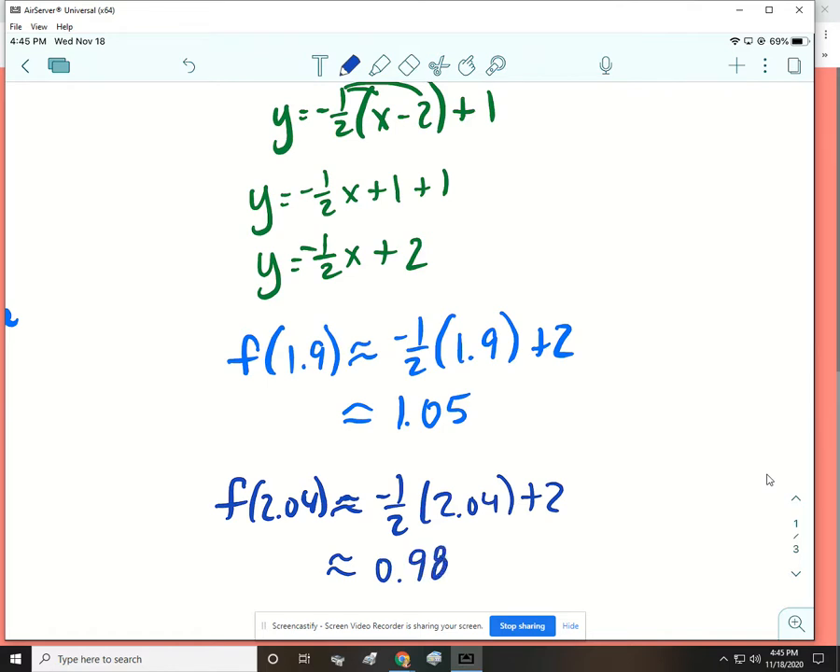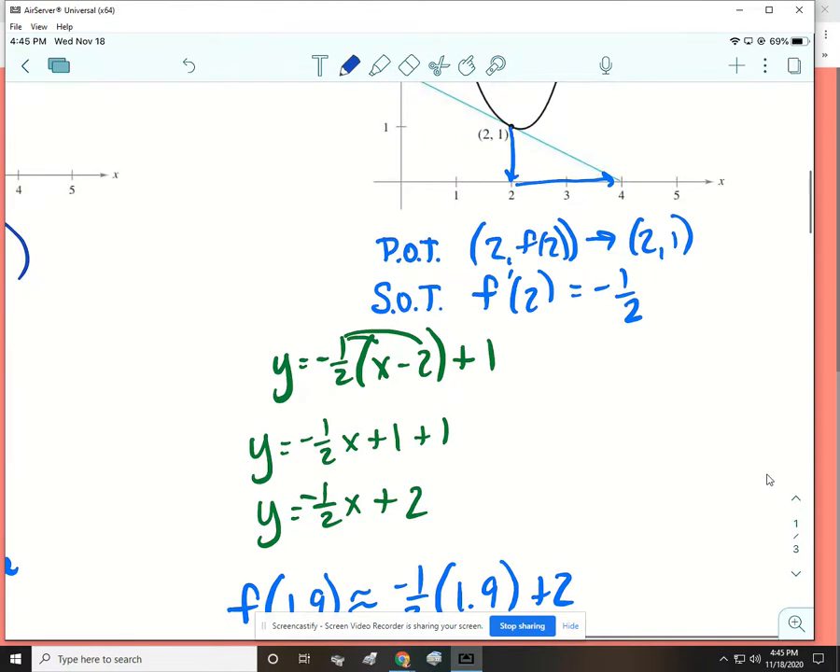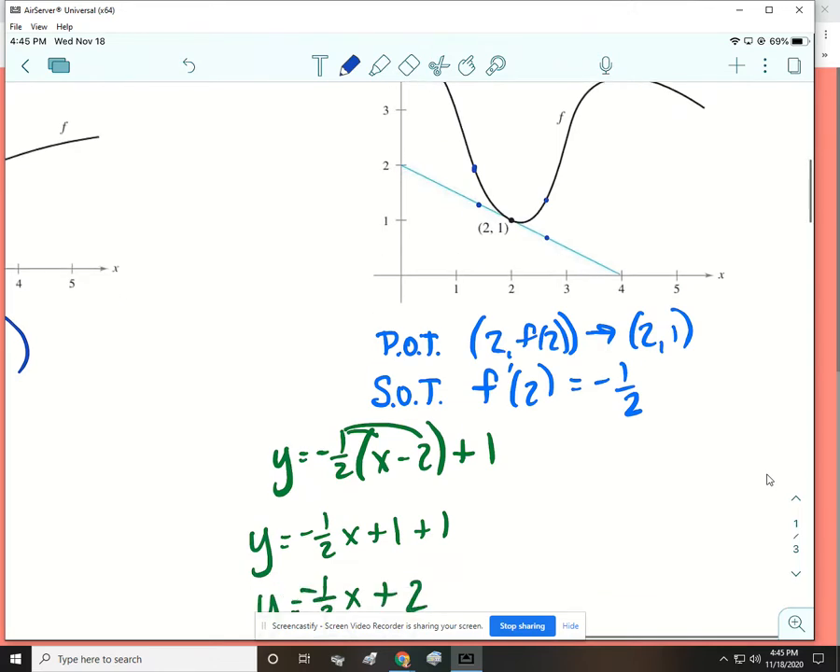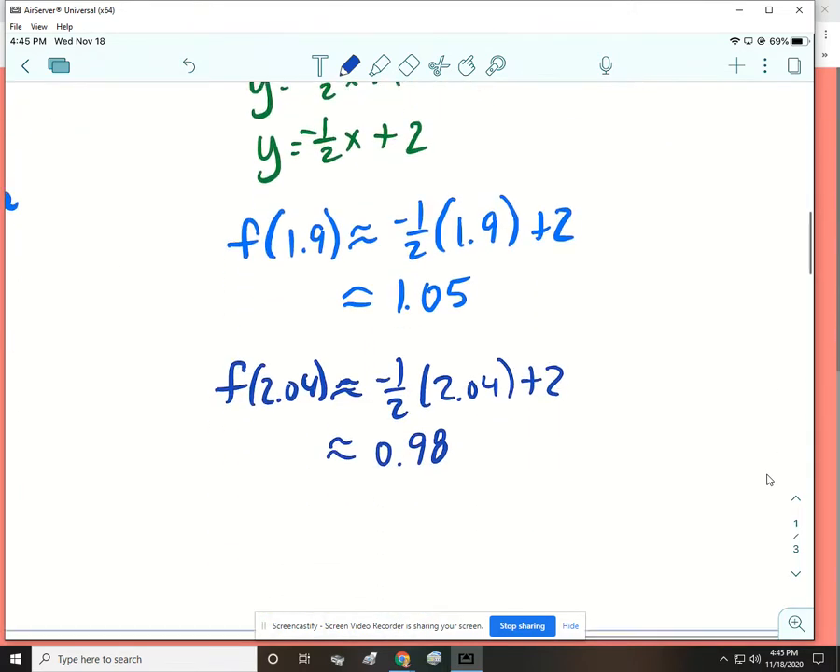Now, when we look at this graph, the tangent line, everywhere except the point of tangency, lies below the actual graph of f. So these values that we would get from the tangent line are underestimates.